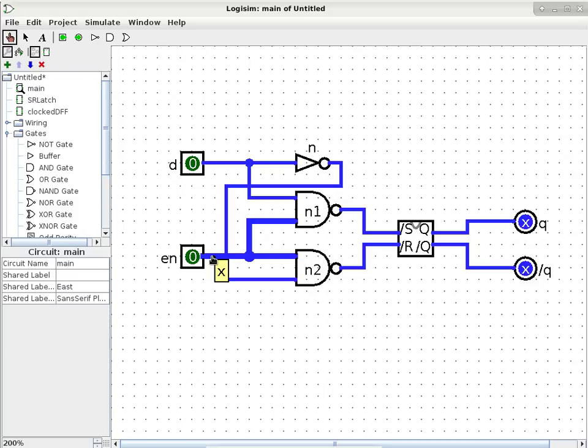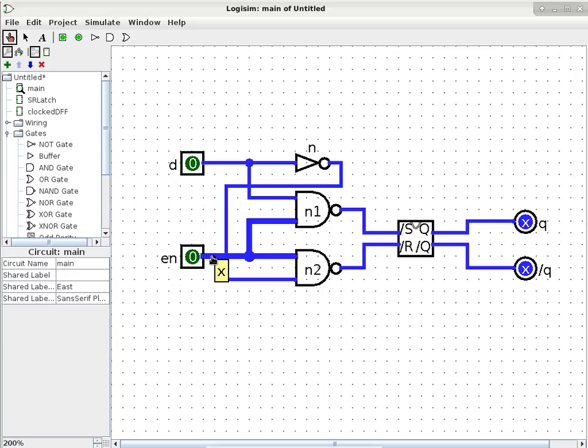What if D is 0 when En is a 1? Well, let's think about it. When D is a 0 and En is a 1, that means N1 is going to output a 1. So that 1 is going to /S, which means do not set the SR latch. But what about N2? When D is a 0, the negation of that is going to be a 1. That 1 is going to the other input of N2. En is 1 already, so now N2 has both inputs being 1s, which means the output is going to be a 0. That 0 is going to /R, which means we are telling the SR latch to reset Q. So now Q is going to be a 0, just like D.